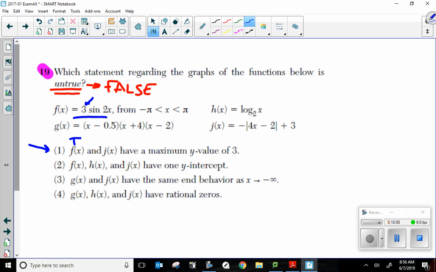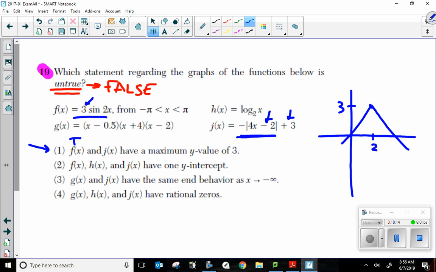And j of x. Okay, this is a negated absolute value, which means it's going to be an upside down v. And guess what? It's going to move right 2 and up 3. So here's 2, here's 3. Boom. That absolutely has a maximum of 3. If you did not know that, guess what? You have a calculator. Graph these all if you need to look at them, all right? Let's look at number 2.